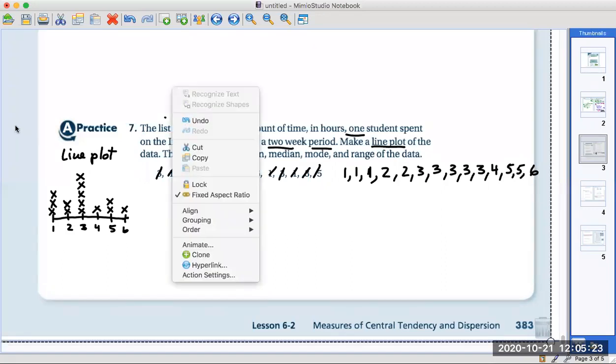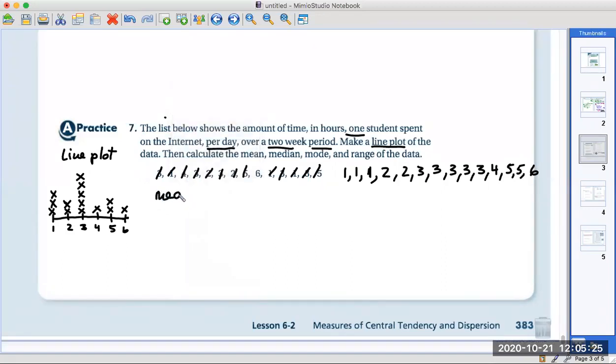So calculate the mean, the average. You have to add them all up and divide by 14. 1, 2, 3, 4, 5, 6, 7, 8, 9, 10, 11, 12, 13, 14. So use your calculator. I added them. I got 42 divided by 14 is 3. Like I told you, they're all going to be 3.